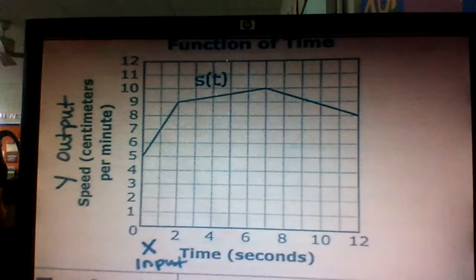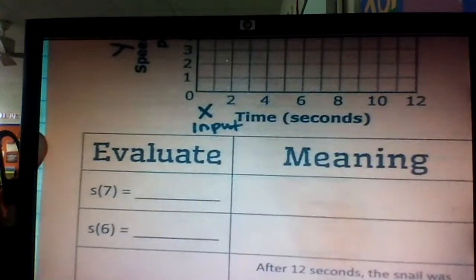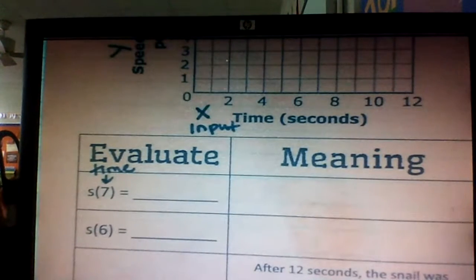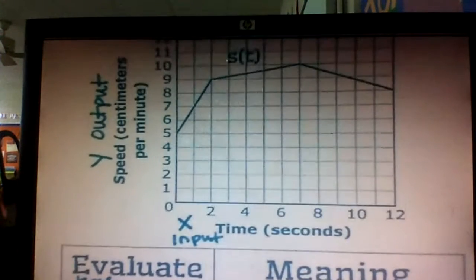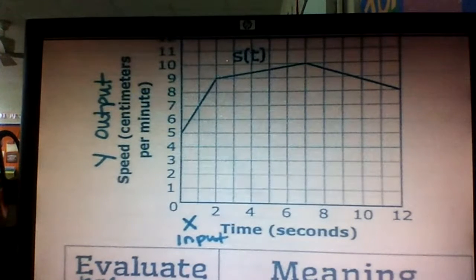Okay. So, if you look at the first problem where it says evaluate, it says S of 7. What does 7 represent? Time. 7 is your time. That's your input. Whatever's in parentheses is your input. So this is your time. Okay, so if I tell you your time is 7, what are you going to tell me my speed is? Time is 7. What is my speed?